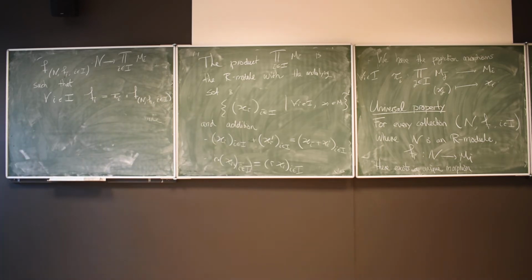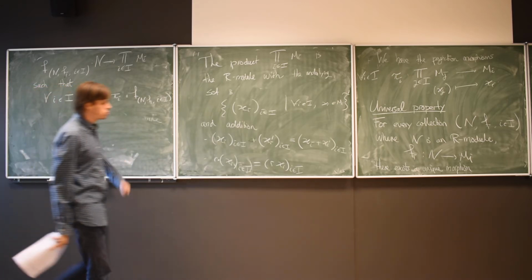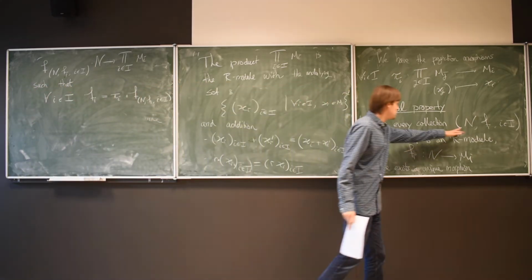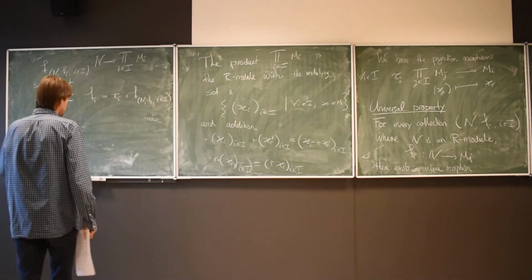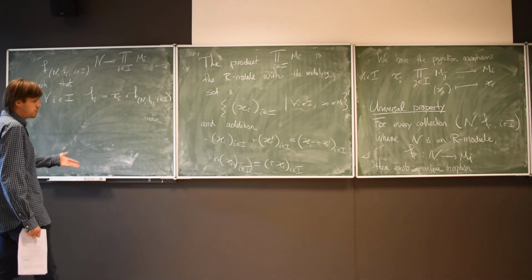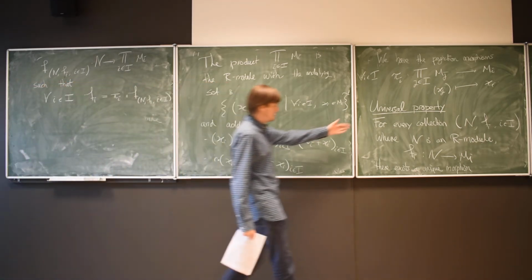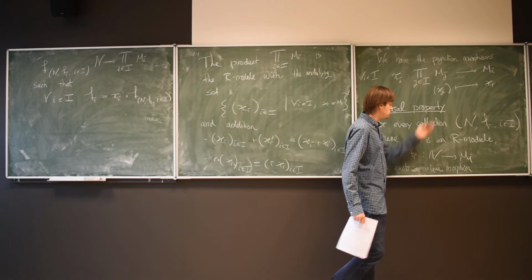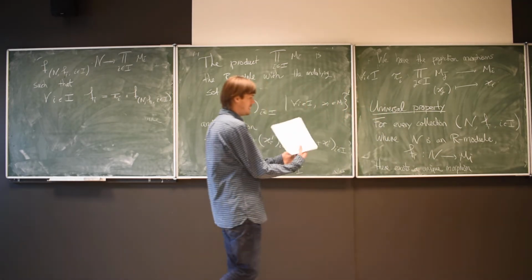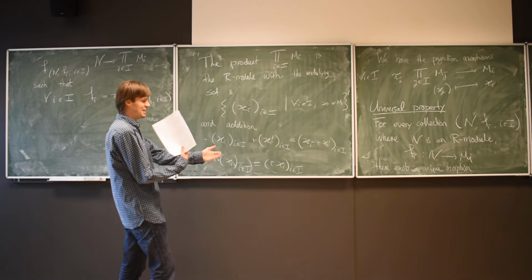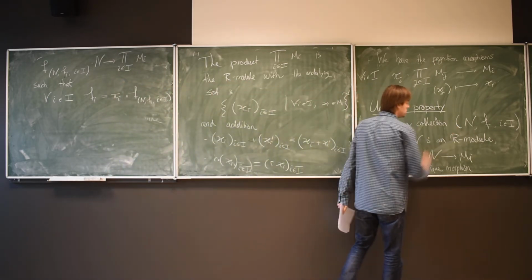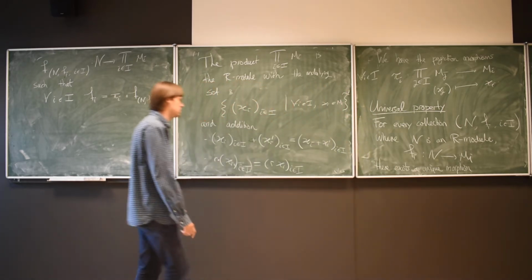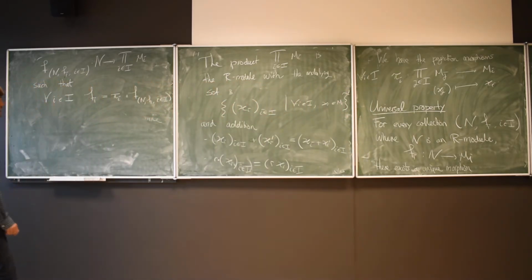Okay, so just as before with the quotient, I want to point out that this universal property characterizes the product up to unique isomorphism. So if you would have some other module that satisfies the same universal property, then you can play out these two universal properties against each other and get a canonical isomorphism between the two products. So in that sense, the product is unique up to isomorphism.